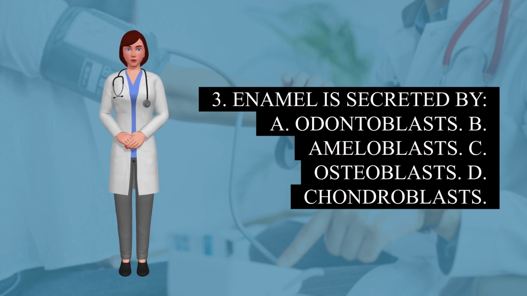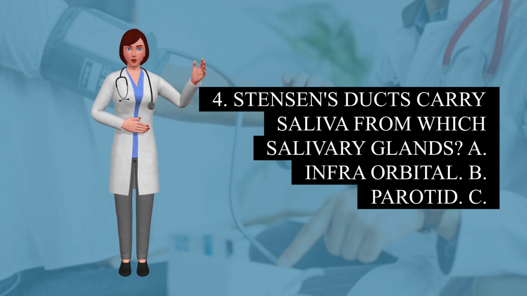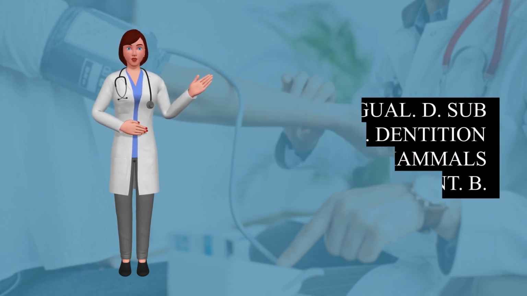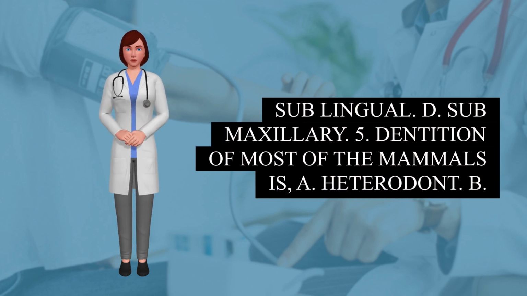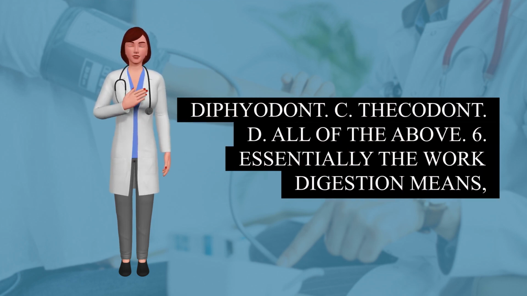D. Chondroblasts. 4. Stenson's ducts carry saliva from which salivary glands? A. Infraorbital. B. Parotid. C. Sublingual. D. Submaxillary. 5. Dentition of most of the mammals is A. Heterodont. B. Diphyodont. C. Thecodont. D. All of the above.